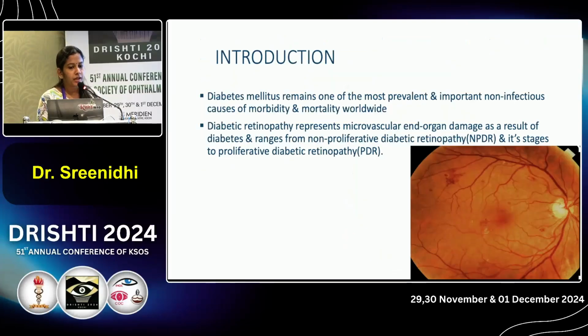Coming to introduction, diabetes mellitus remains one of the most prevalent and important non-infectious causes of morbidity and mortality worldwide. Diabetic retinopathy represents microvascular end organ damage as a result of diabetes and ranges from non-proliferative diabetic retinopathy and its stages to proliferative diabetic retinopathy.